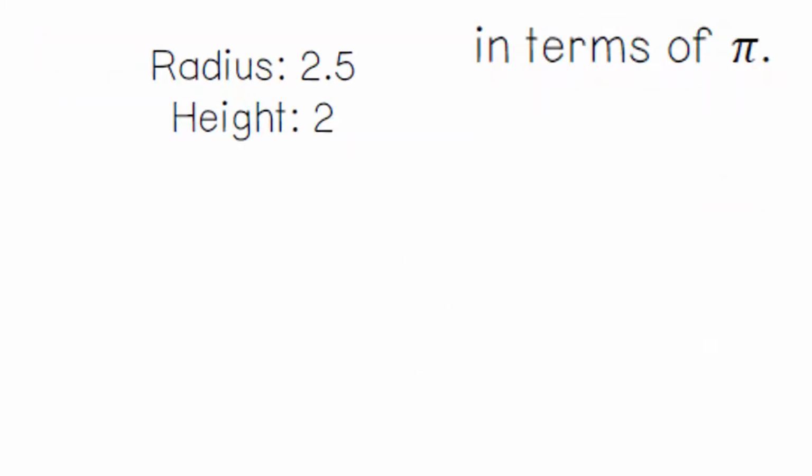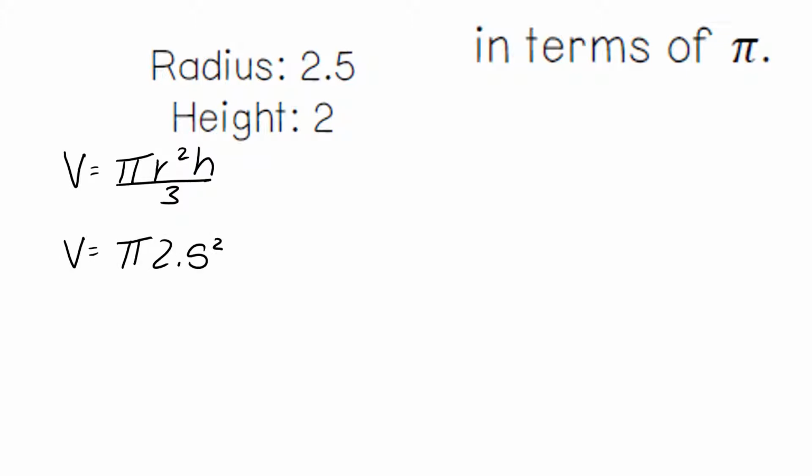37.7. So again, for this problem, it gives us the radius and the height, so we can plug those into our cone formula, V equals pi r squared h divided by 3. The radius 2.5 squared, the height is 2.